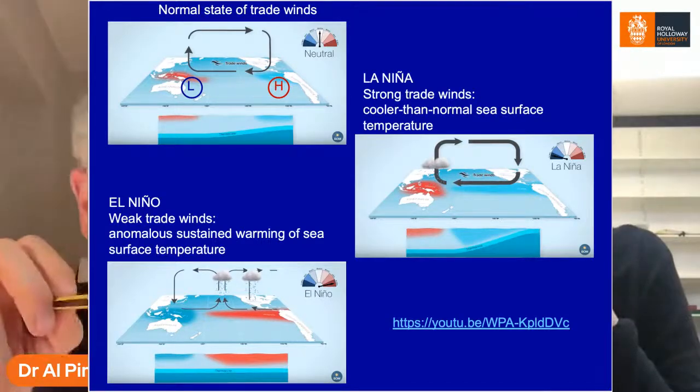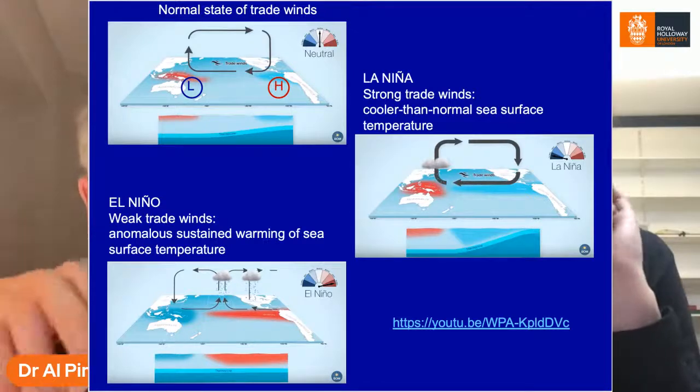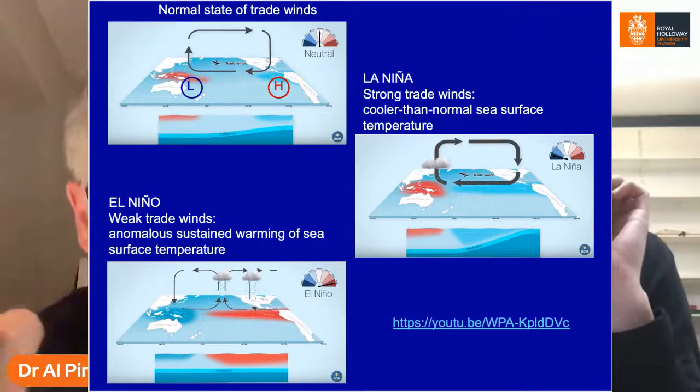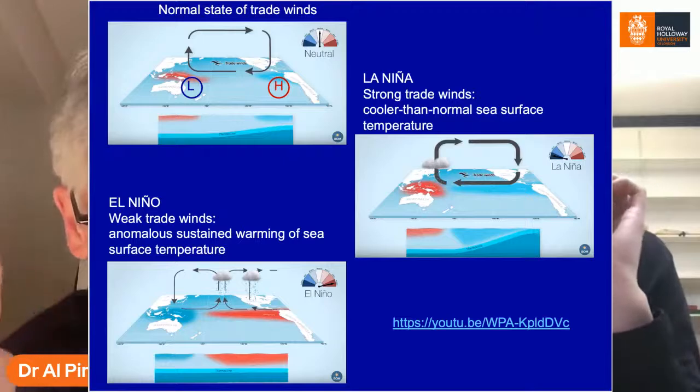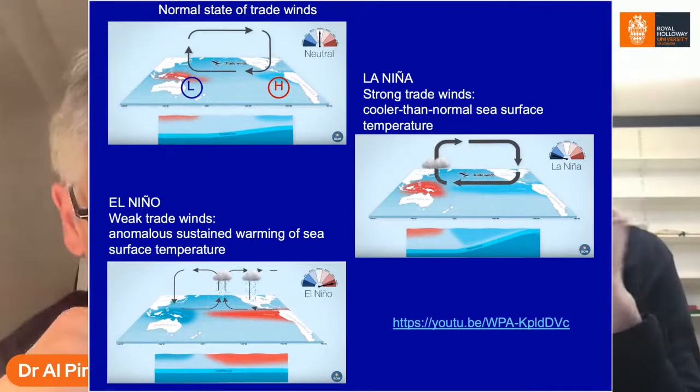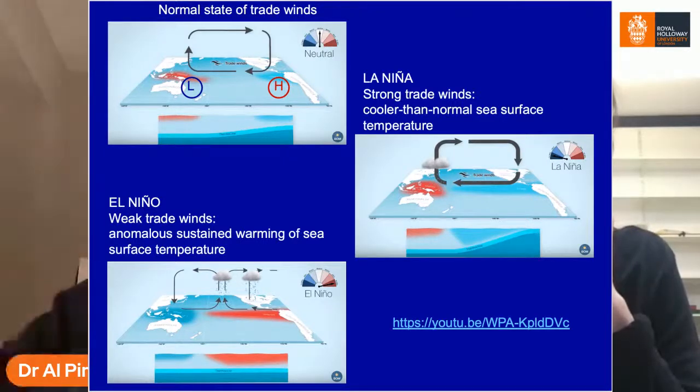Okay, so in an El Nino year, that heat gets focused on that western coast of the Americas. So it almost intensifies because you don't have that oceanic movement taking things all the way across the Pacific.